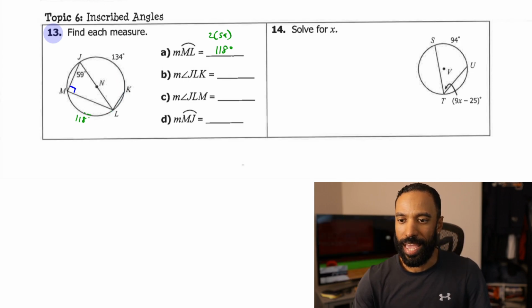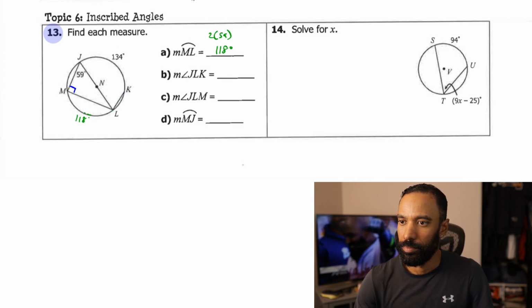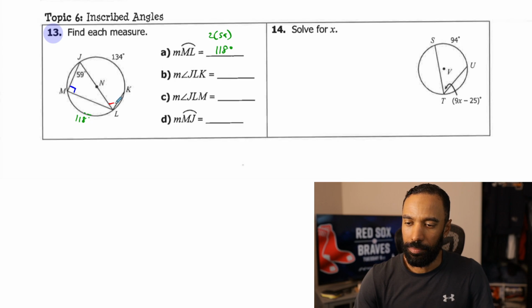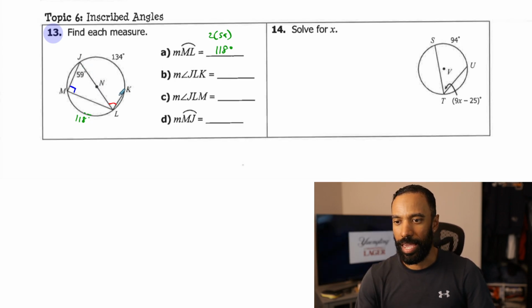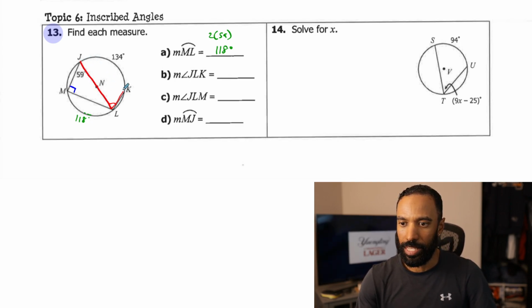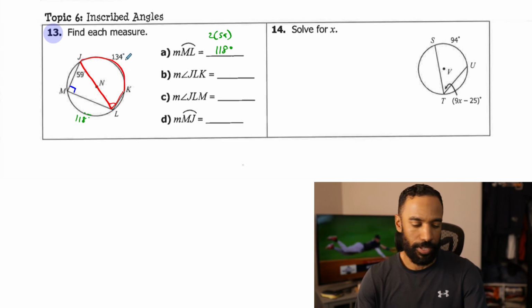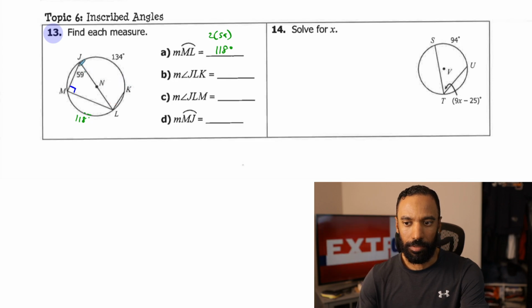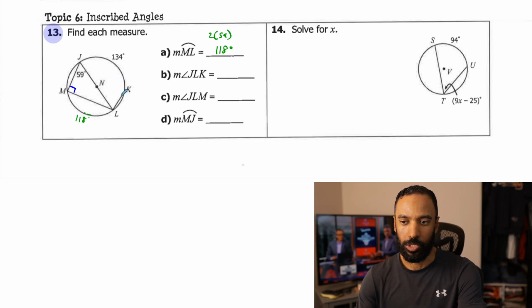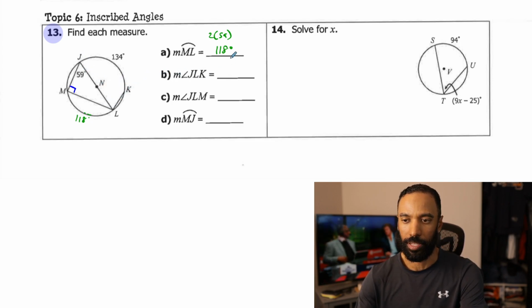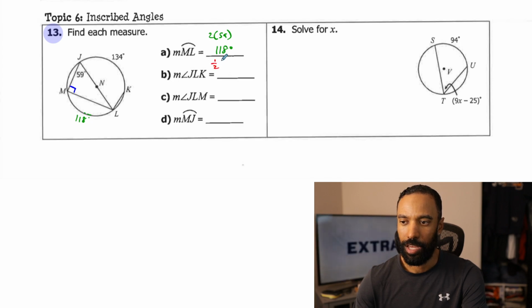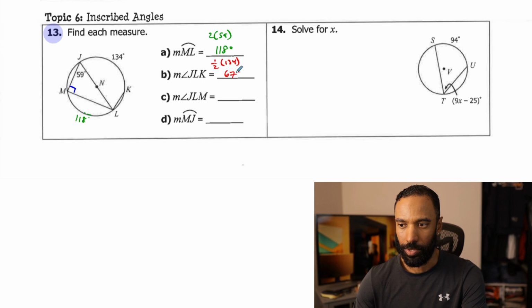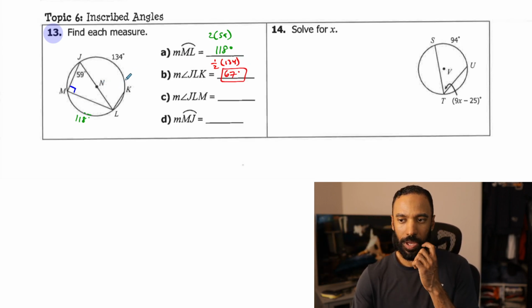Measure of angle JLK. So that's this angle right here. This is an inscribed angle with the intercepted arc of 134 degrees. I know sometimes these things are hard to see. That's why I'm color coding, but it's really good to detect where something goes to. So we take half of 134, which is 67 degrees. Sorry for the bouncy red.